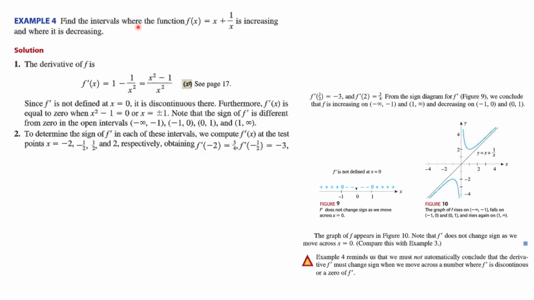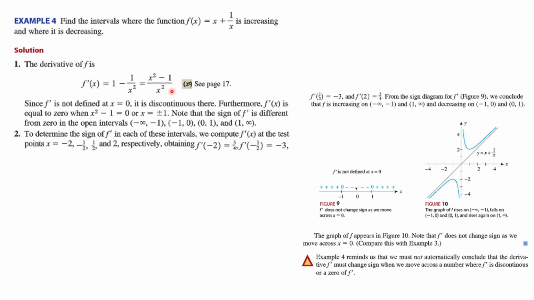Another example, find the intervals where the function y equals f of x equals x plus 1 over x is increasing and where it is decreasing. We follow the same recipe. So the derivative, f prime, is going to be: the derivative of x is 1, and the derivative of 1 over x is minus 1 over x squared. So this is what we get, and we can find a common denominator, and in fact we must do that. The common denominator is x squared. Here we multiply top and bottom by x squared, and so it's x squared minus 1 over x squared.